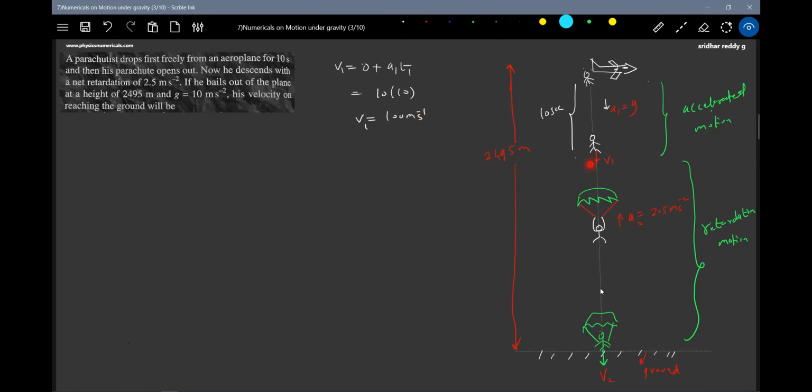Then afterwards he is having v1, and he will descend a certain height. Can we calculate that height? H equals a1 t1 square by 2. a1 is 10, so 10 by 2, t1 is 10 square. That gives 50 meter. He will descend 50 meter. The remaining height is going to decelerate.